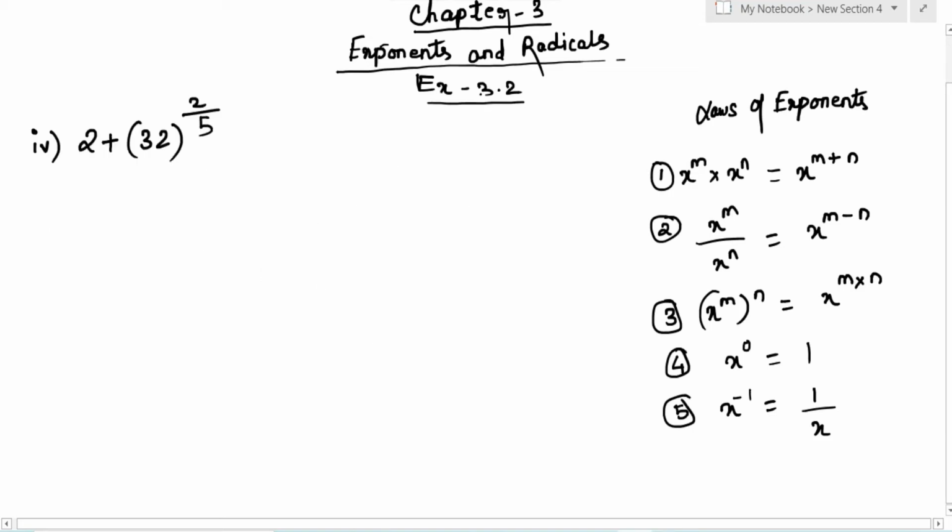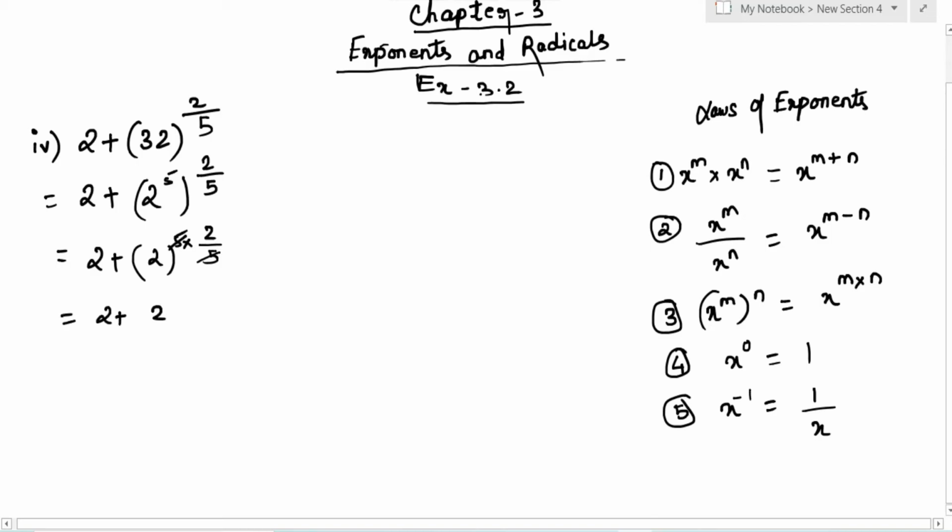Now we'll solve the fourth part, that is 2 plus 32 to the power 2 by 5. Now 2 will remain like 2 only, but 32 in the last question we did, that 32 is 2 to the power 5 whole to the power 2 by 5. Now when you are having power to the power it is going to multiply. That is 5 into 2 by 5. 5 and 5 are going to be cancelled. That will become 2 plus the square of 2. The square of 2 is 4 and 4 plus 2 is 6.